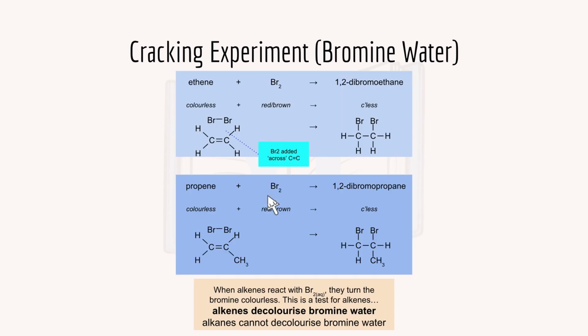So we'll move on now to more bromine water information, like ethene plus Br2. You can see 1,2-dibromoethane, propene, 1,2-dibromopropane.